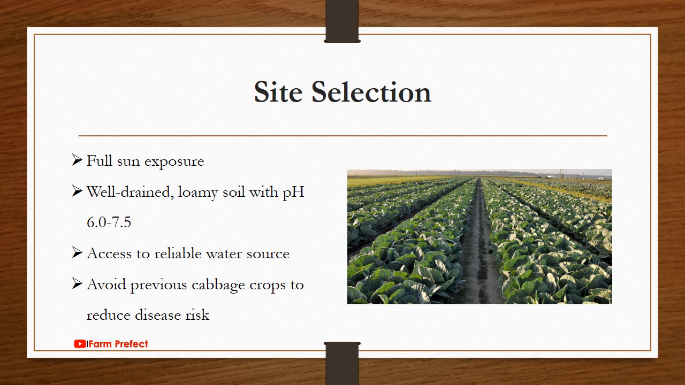Then avoid previous cabbage crops to reduce disease risks. So what it means is that you should avoid over cultivation, like continuous cultivation, planting cabbage there every season. You want to avoid these things so that you can break the disease cycle.